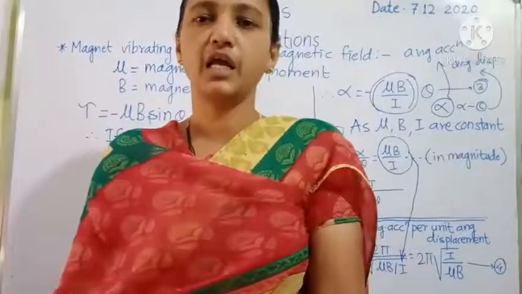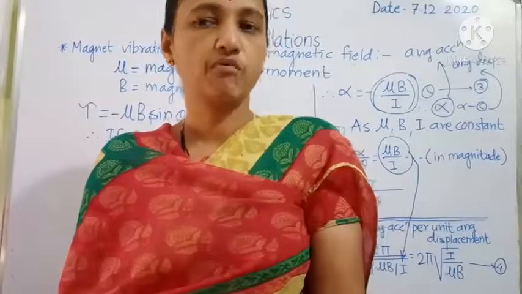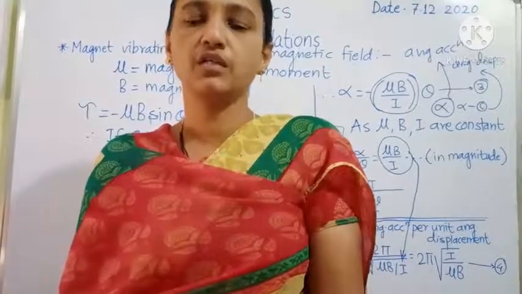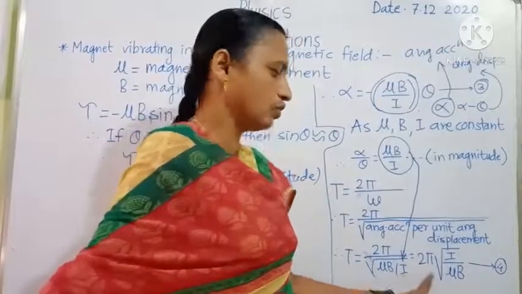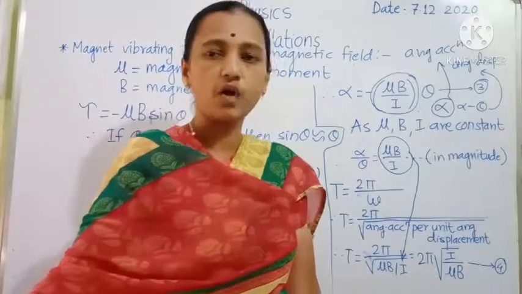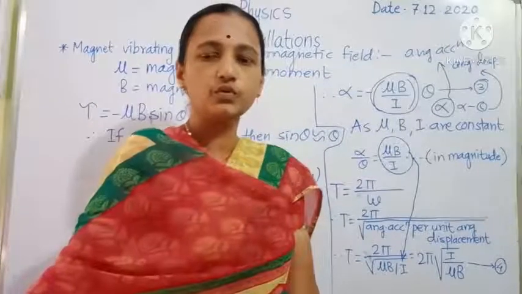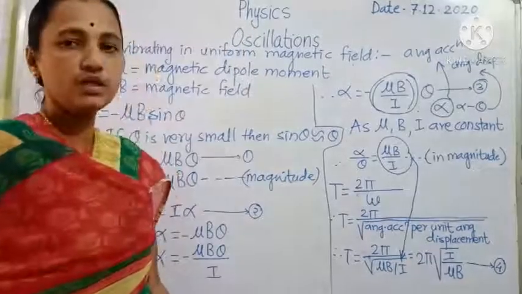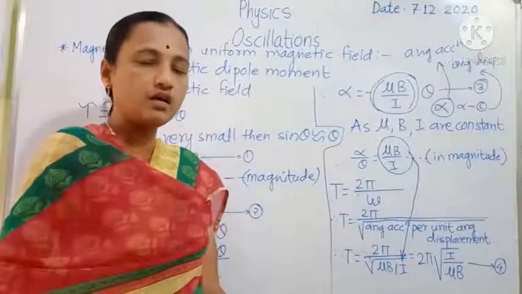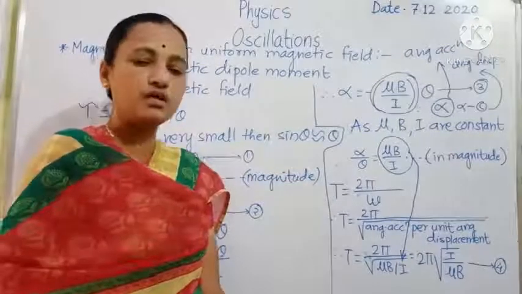The magnet performs angular S.H.M. The period of vibration of the magnet is given by T is equal to 2 pi times the root of I upon mu b, where mu is the magnetic dipole moment, b is the magnetic field, and I is the moment of inertia.